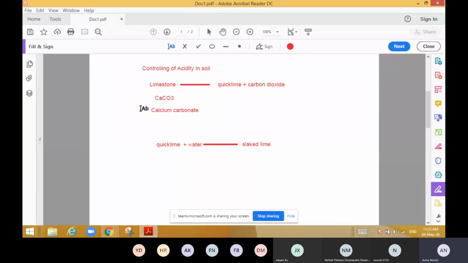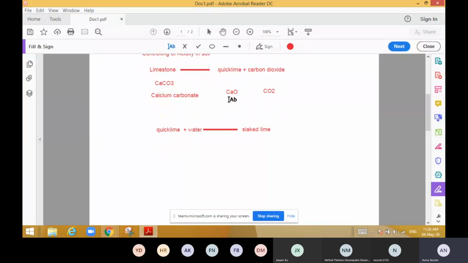Calcium carbonate, when heated, goes into quicklime and carbon dioxide. Quicklime is calcium oxide, and carbon dioxide, all of you know, is CO2. Limestone heated goes into quicklime, that is calcium oxide, and carbon dioxide. Now, this quicklime is used to give an alkaline solution to cut down the acidity of a soil.